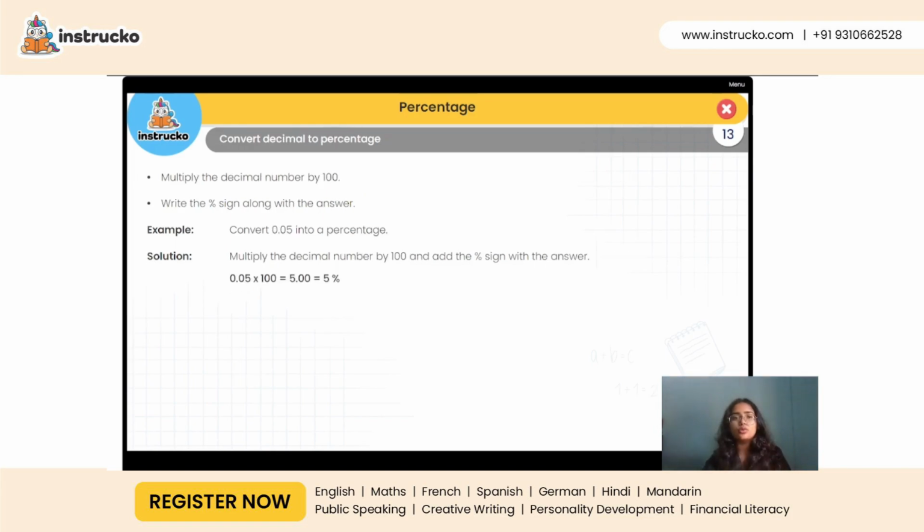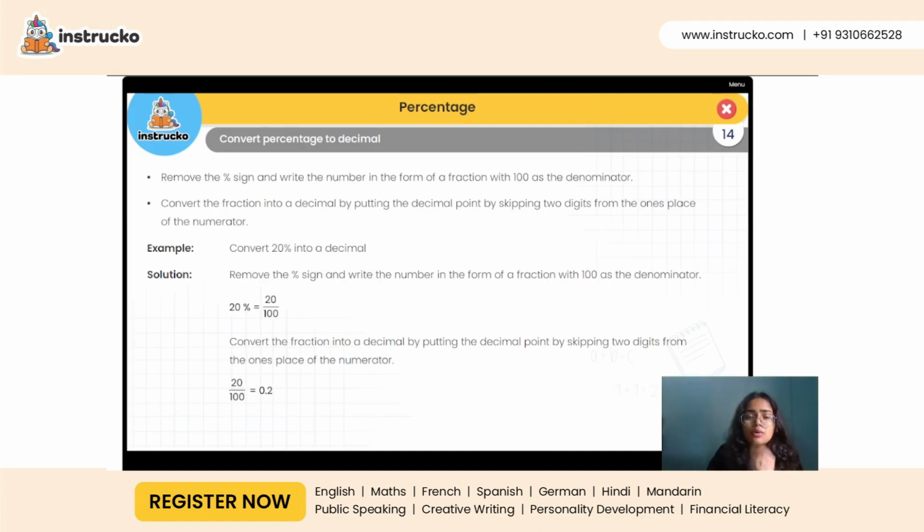The next concept that we understood was how to convert decimals to percentages. I hope it was clear to you what a decimal number is. To convert decimals to percentages, you multiply the decimal number by 100 and then put a percentage sign along with the answer. Very easy. This is the easiest that it can get. To convert 0.05 into a percentage, you multiply 0.05 by 100 and then you put a percentage sign, and 5% is your answer.